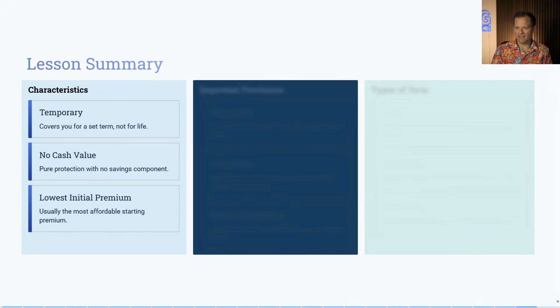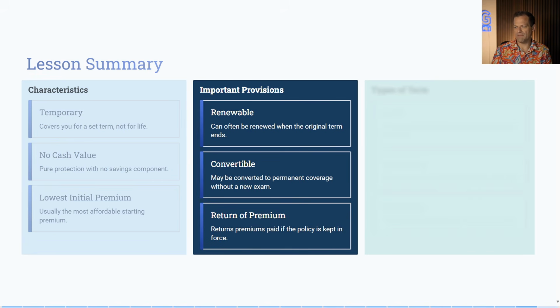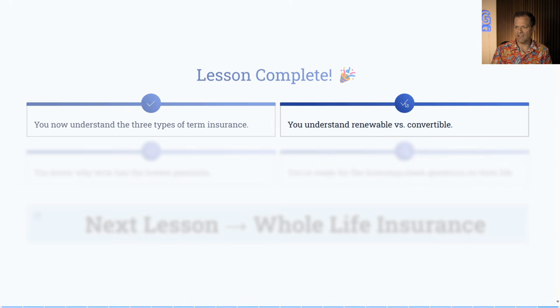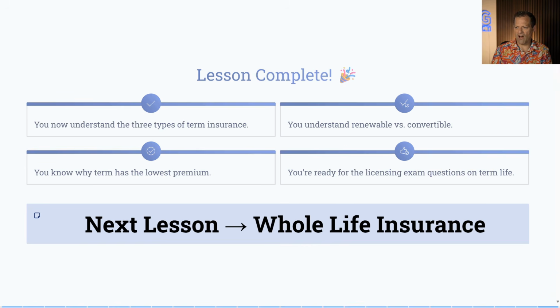So lesson summary. There we go. Term is temporary, no cash value, lowest initial premium. Remember, renewable, convertible, and return of premium as well. And then types of term too. Level, decreasing, and increasing. Again, get the slides at lifehealthexamcoach.com. Very nice. You've done it. And we're going to now move on to learning how whole life insurance works.